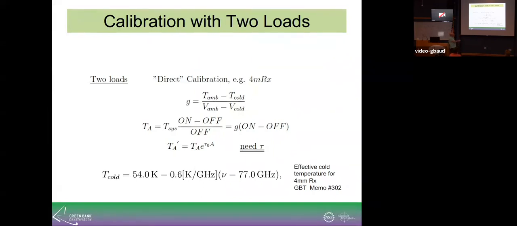And then you could calibrate this, but to get the calibration, you still need the opacity of the sky, which we have models for. And this expression here is just an empirical lab measurement relationship for that receiver.